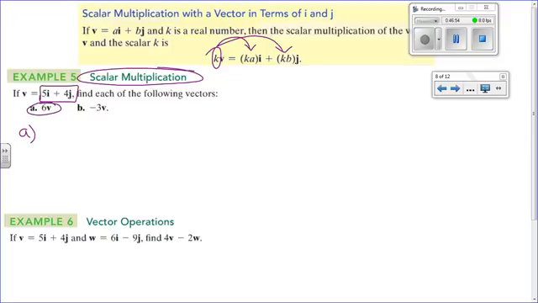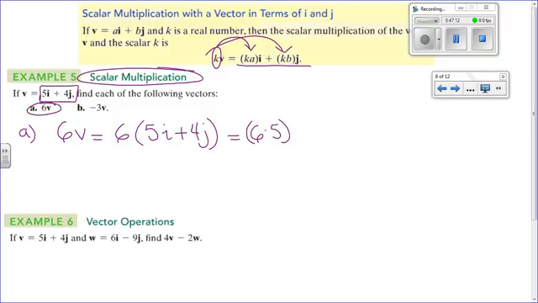So, vector 6 times B will be 6 times 5i plus 4j. And so if I was to do it like it says right here, it will look like this. 6 times 5, and then 6 times 4.